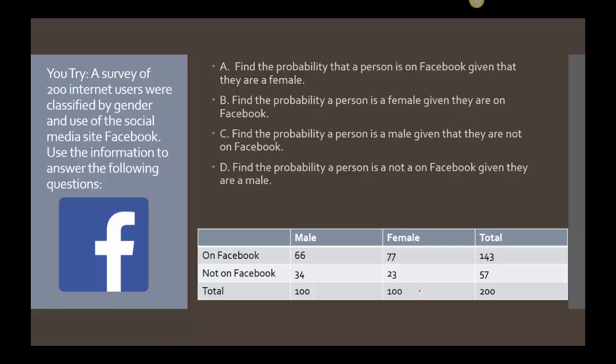All right, so let's go lighter. Let's go to Facebook. All right, so I made this survey. It's fake, but I did get it off of real ideas. I looked at percentages of people, so it is the right kinds of numbers, but instead of giving percents, I just gave you numbers. So I want you to try this one. See if you can answer these 4 questions. Pause the video and then come back and let's check out the answers together.